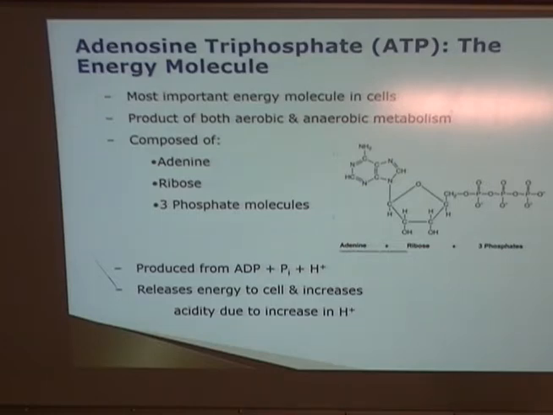One of the other energy molecules that's available in the muscle cell is ADP, which is adenosine diphosphate. So if I've got the diphosphate version and some inorganic phosphate, I can add them together and make adenosine triphosphate.